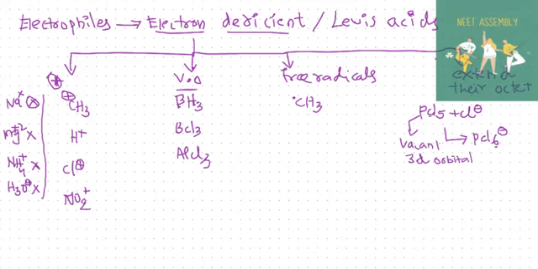Electrophiles are those which can accept a pair of electrons. They are electron deficient so that they can accept a pair of electrons. This is a brief overview of electrophiles. Next, some important ones: carbenes, dichlorocarbene, can also act as an electrophile.